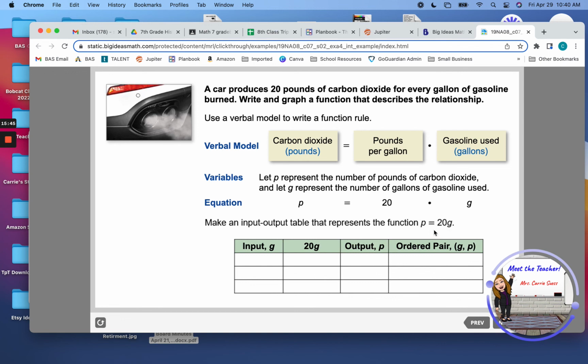Can I just graph this? Do I need to do all this ordered pair stuff? No, you don't have to. You can just graph it. This is Y, this is X, so we start at 0, and then we go up 20 over 1.